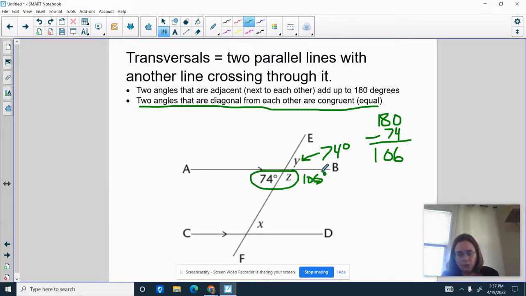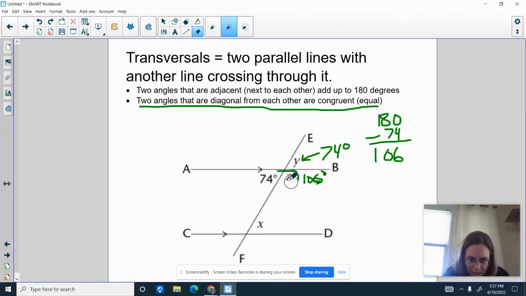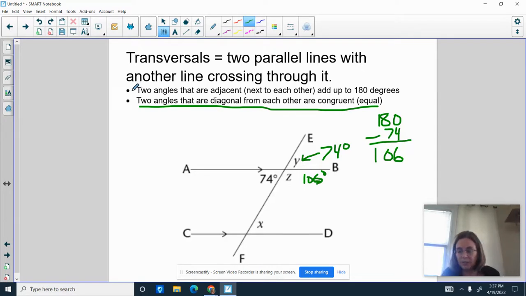Now, using either of the two rules up here, we're going to fill in this other angle that's missing here. We can either look across diagonally, and we know that this is 106, or we can use the rule that two adjacent angles add up to 180 degrees. Either way, you're going to get 106.